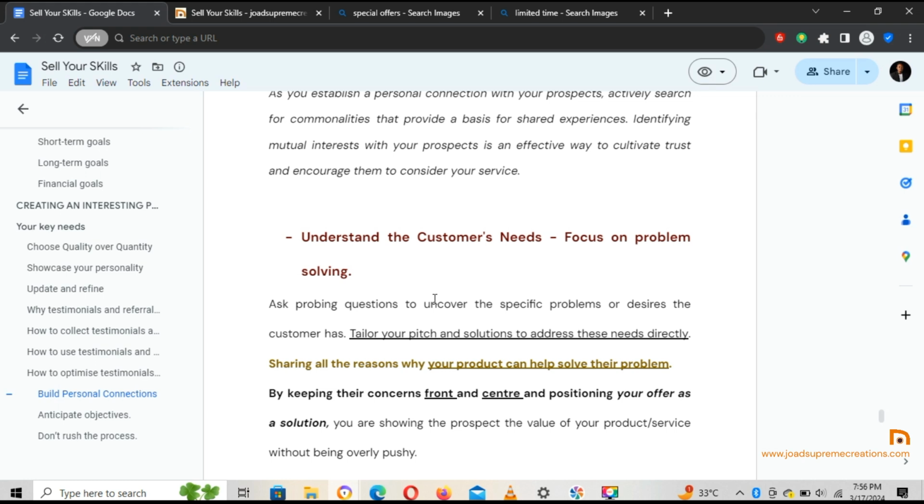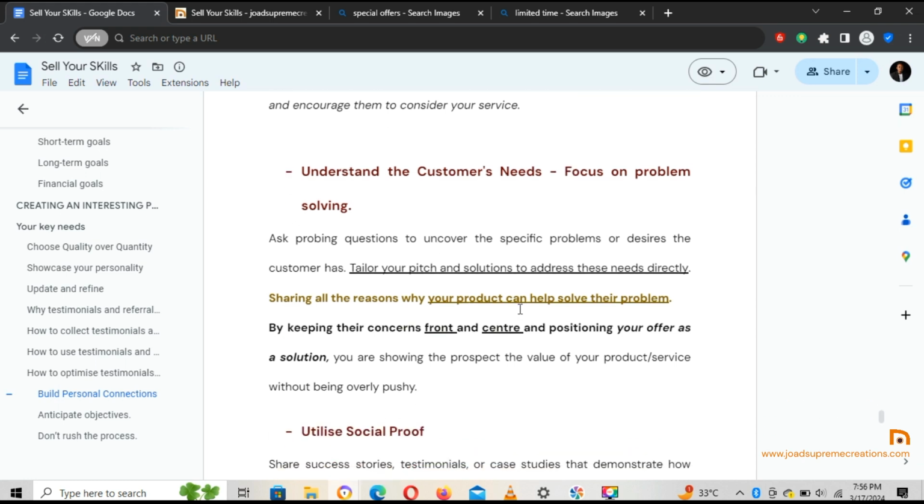Obviously you must have done your customer avatar. So you know the problem that you're having, you know the challenges, you know the current situation that they are in, you know what they are facing, and presently you have the solution to the problem. So by virtue of you asking some relevant questions, they will know that okay, this person can actually handle this thing. So tailor your pitch and solutions to address these needs directly. Now sharing all the reasons why your product can help solve their problem.